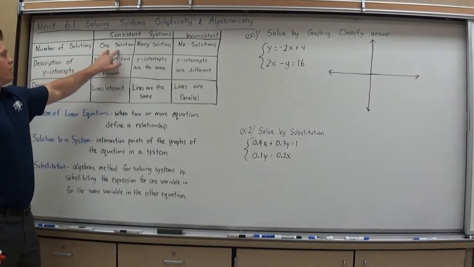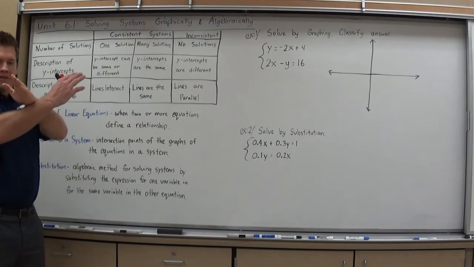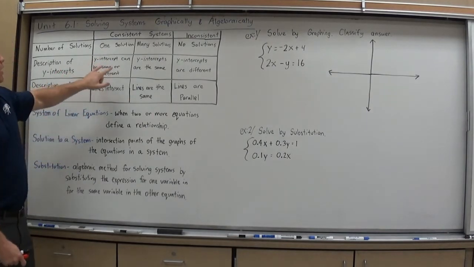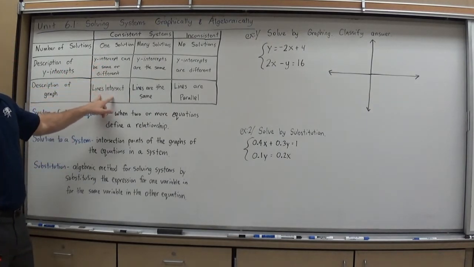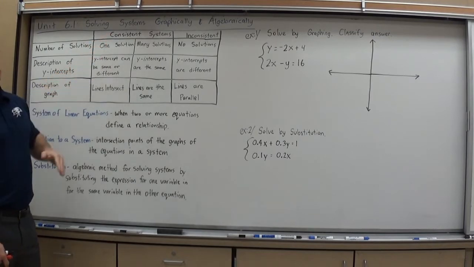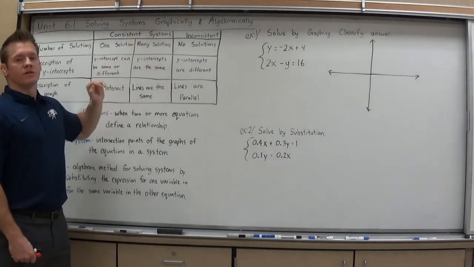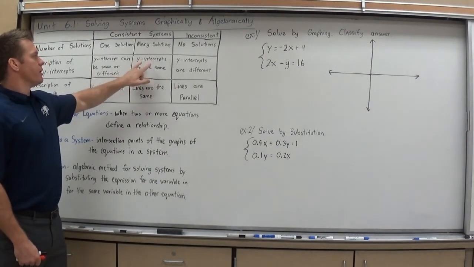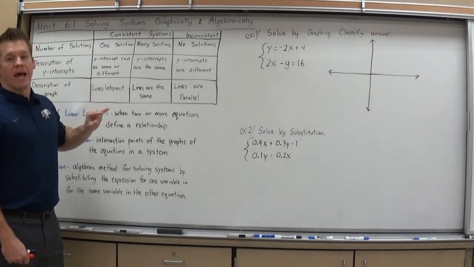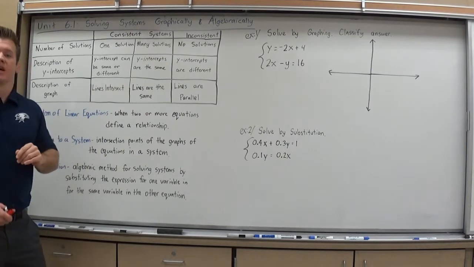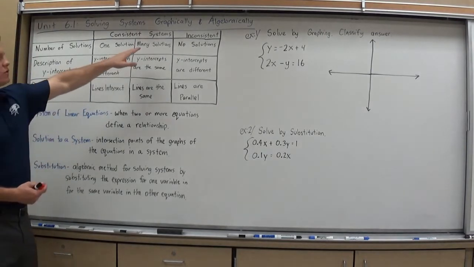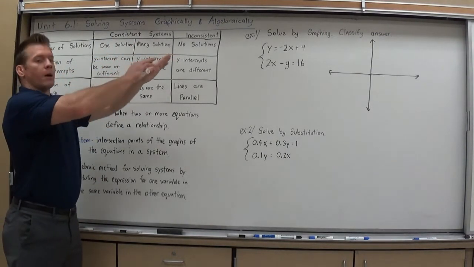It's one solution if the lines have one intersection point. That's why the y-intercept can be the same or different, but the lines must intersect to be a one solution consistent system. To be a many solution consistent system, your y-intercepts would have to be the same and your slopes, because the lines would actually be the exact same line. So you get a many solution situation when the lines are right on top of each other.